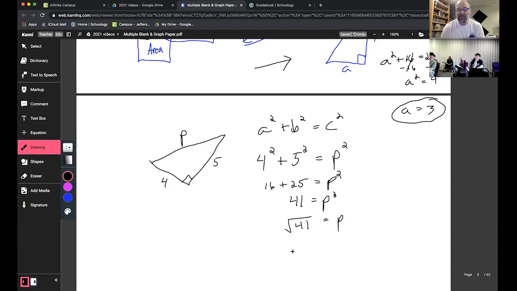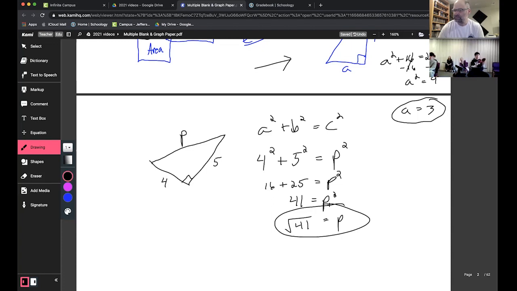That is still a number, and it's still a side length, but it's irrational. So this 4, 5, square root of 41 triangle is not a Pythagorean triple because they're not all counting numbers. Technically, when you take the square root of something, there are two answers, the positive and the negative version. Well, a negative is not a side length, so we discount it.